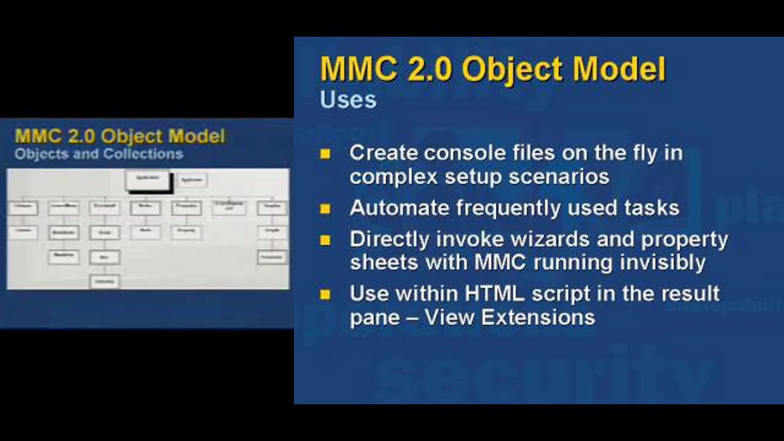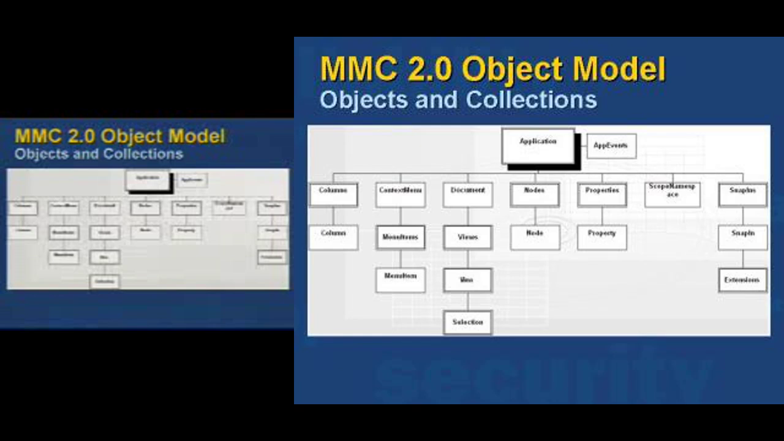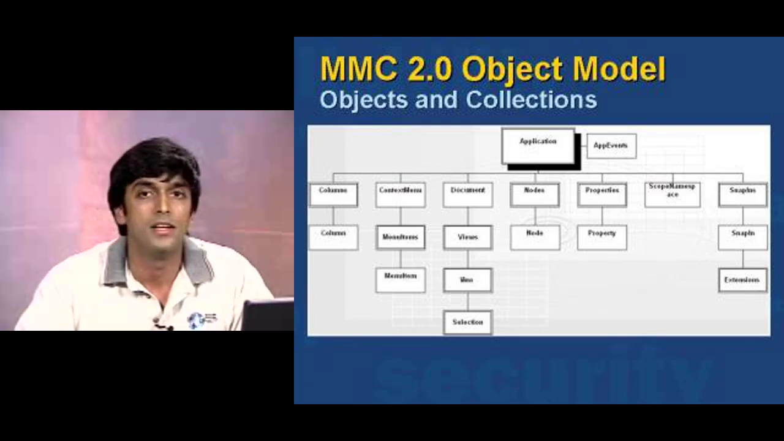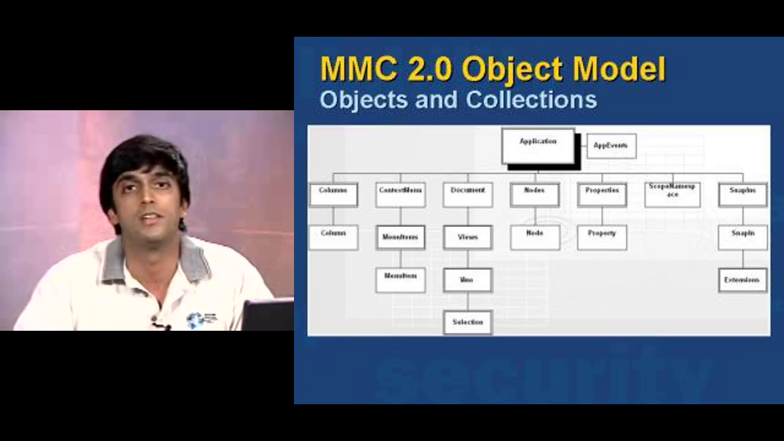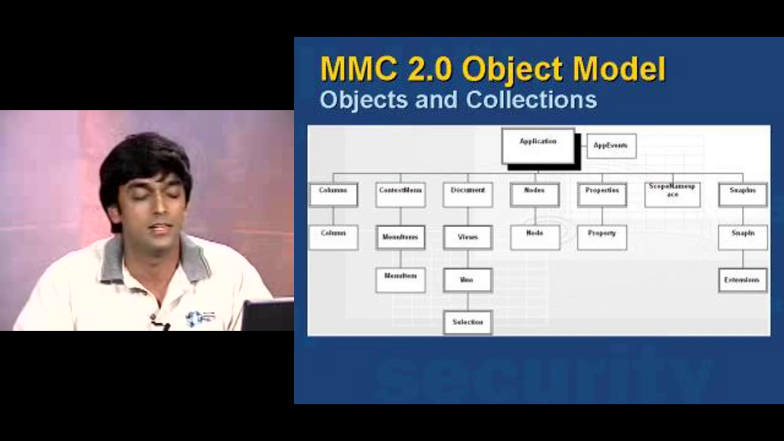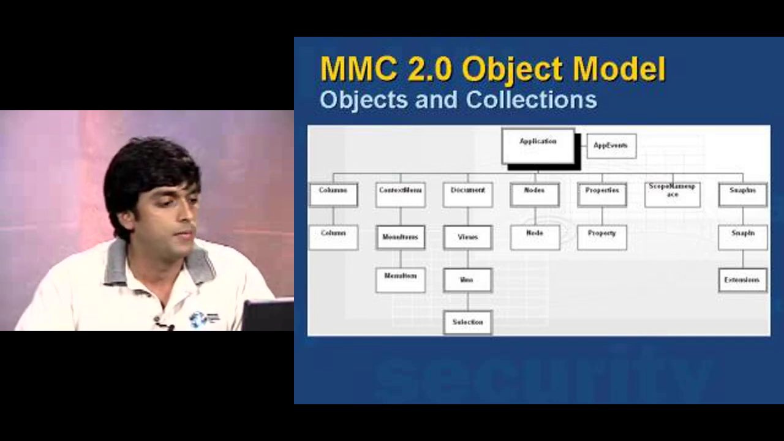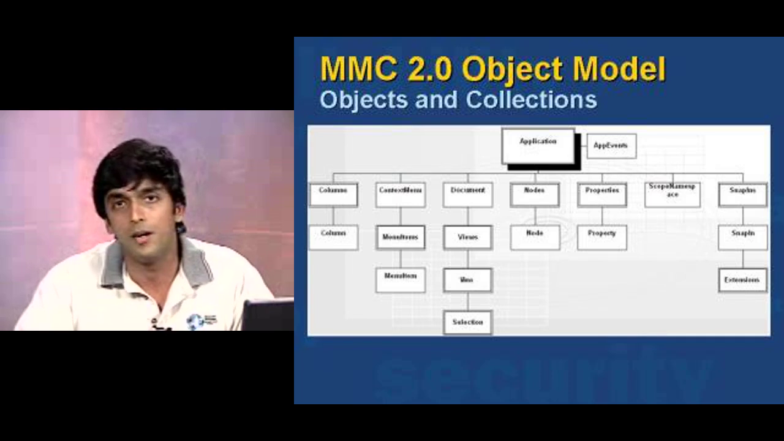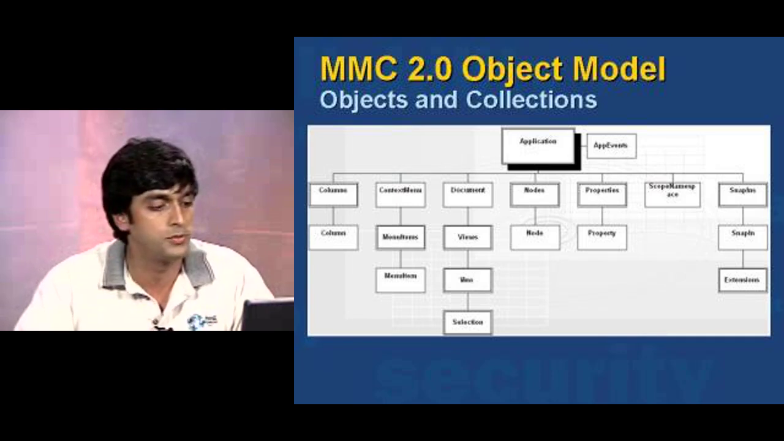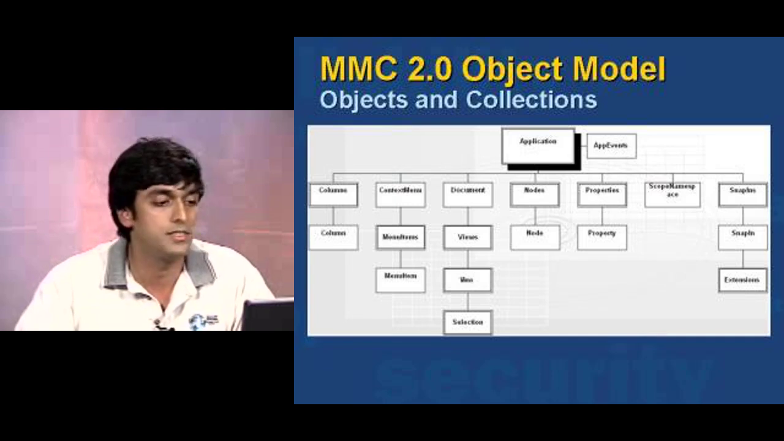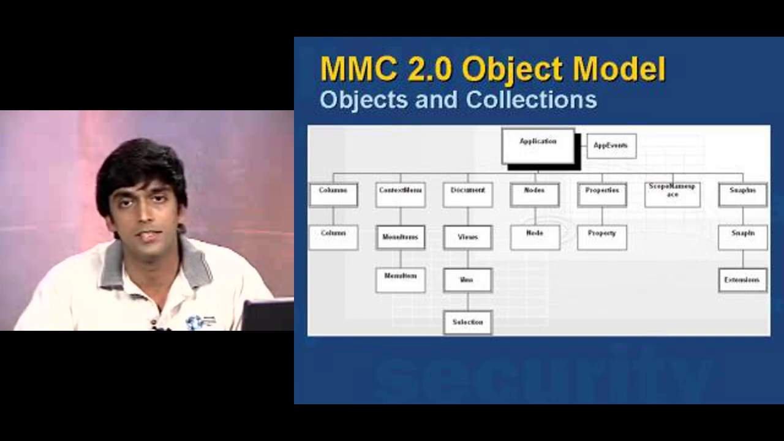So a little more about the object model. Like most object models, the MMC object model can run out of proc, or if the client is HTML running within the result pane, it is an in-proc automation server. In either case, the root object is an application object, which exposes a variety of objects underneath it, as well as a rich set of events through the app events interface.